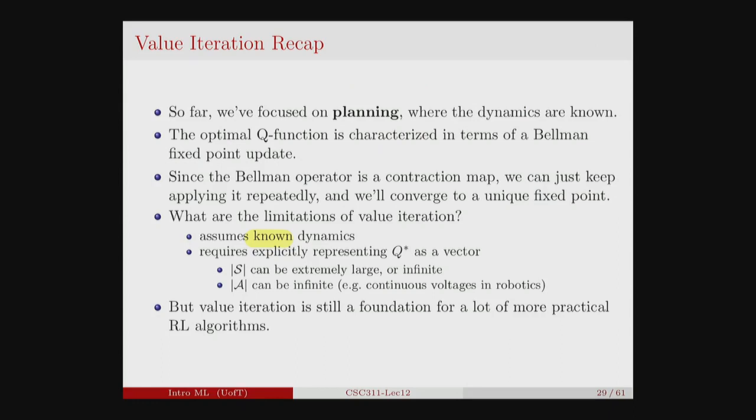And so thus far, we focused on planning where we knew the dynamics, and the optimal Q function is characterized in terms of a Bellman fixed point update. But there are some limitations to this idea. The first one is that it assumes known dynamics, and this also requires you to represent Q as this massive matrix S times A. But at the end of the day, value iteration is still a foundational idea for a lot more practical algorithms.